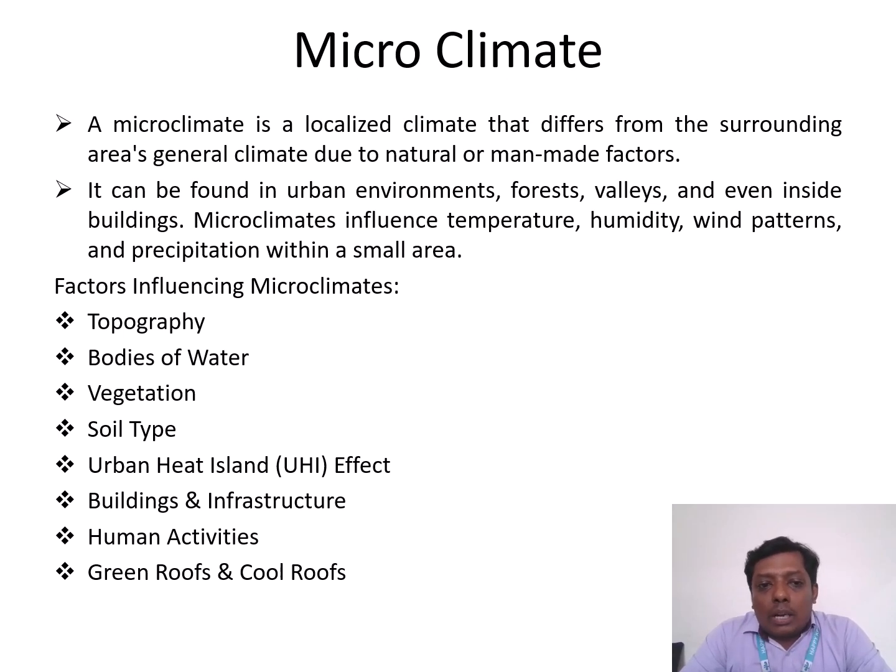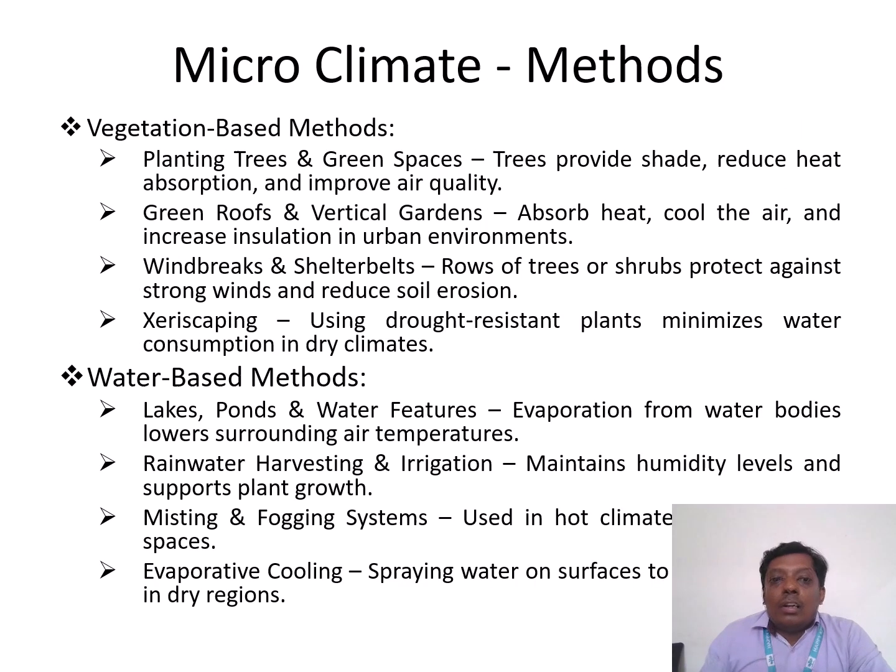Factors influencing microclimate: the very important factors are topography, bodies of water, vegetation, soil type, buildings and infrastructure, human activities, green roofs and cool roofs. Microclimate methods: the first one is vegetation based methods, another one is water based methods.